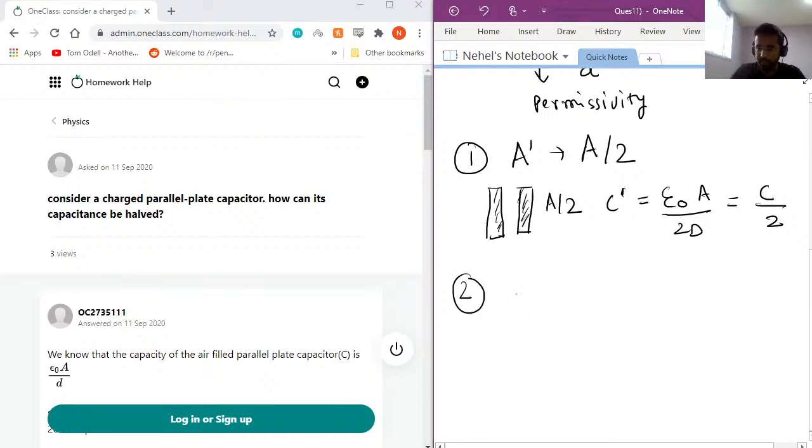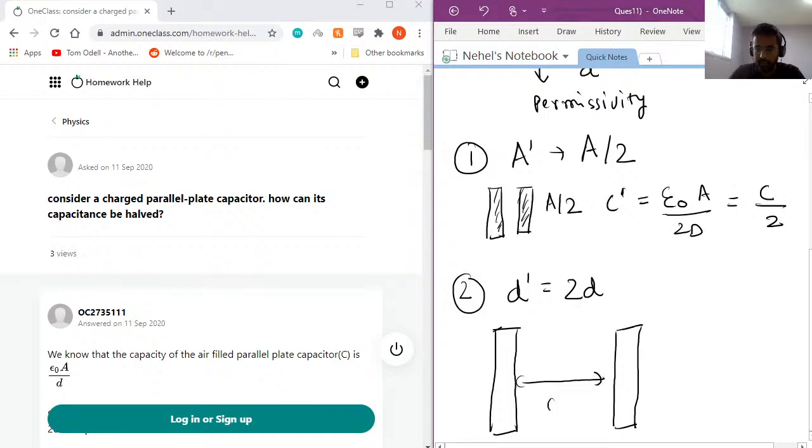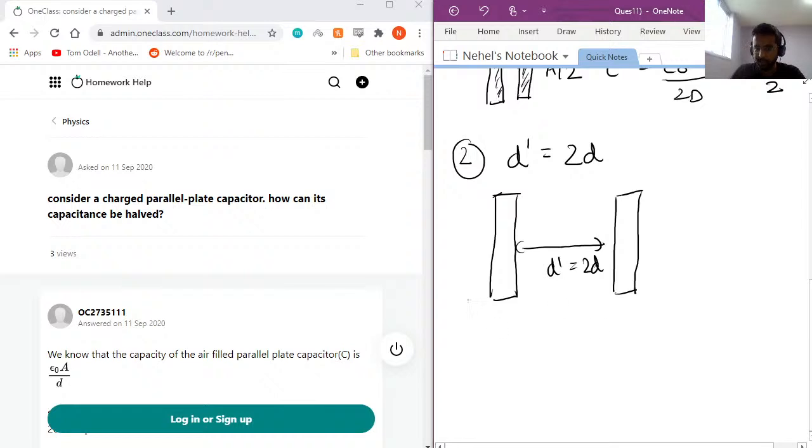And then the second case would be, since we've already modified the area, if we were to go back to the original scenario and actually use a new distance equal to twice the original distance, we would have the same halving of the capacitance. So if we have the same big parallel plate capacitor, but we now move the plates apart such that the new distance is equal to twice the original distance, it would have a similar effect on the capacitance. So the new capacitance C dash would become epsilon naught A over 2D, which is nothing but C over 2.